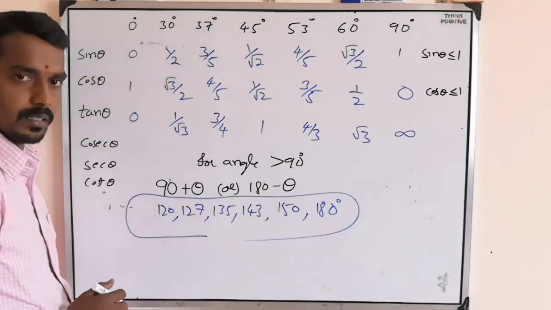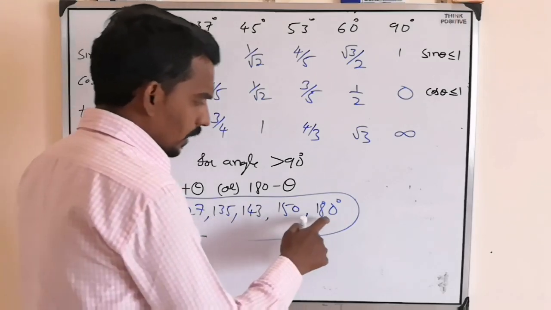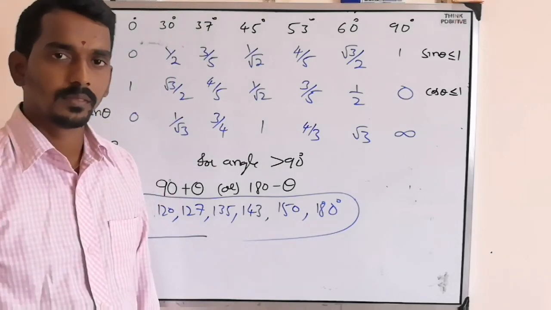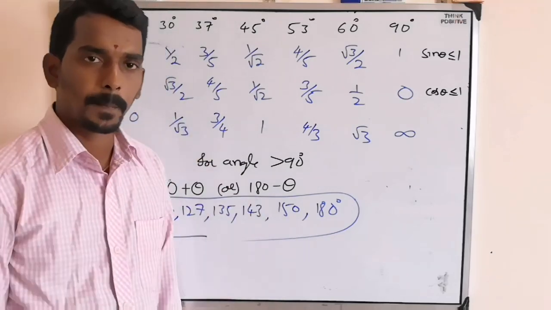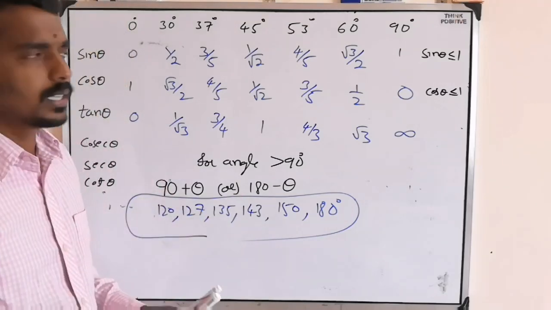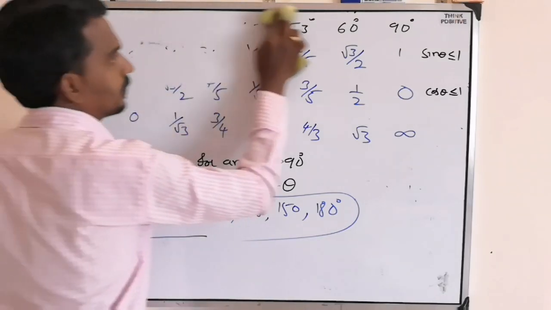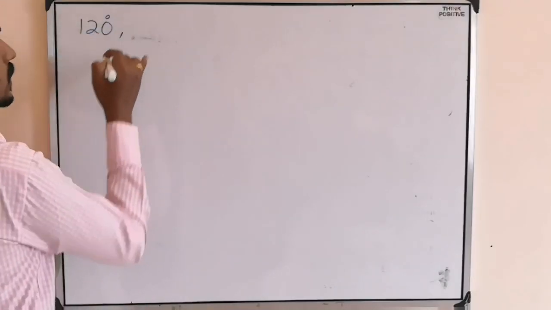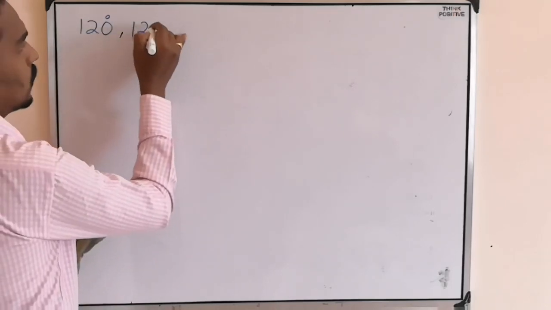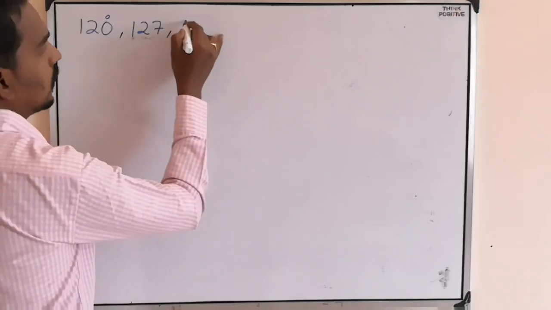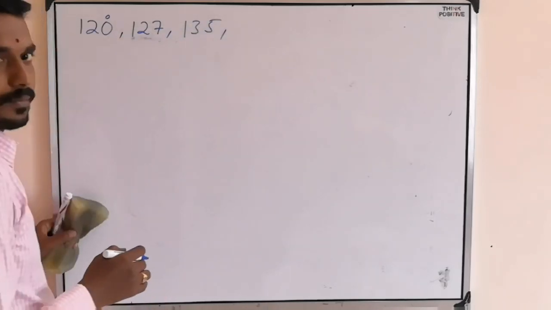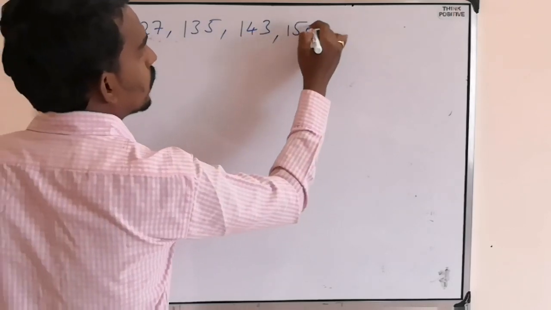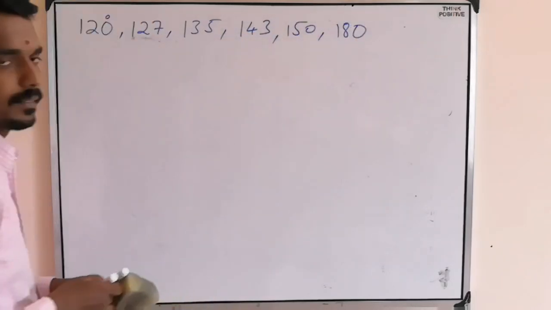Of course, this you already got. So, 1, 2, 3, 4, 5, 6. These 6 values are needed for physics. So in mathematics you will study one rule. What is that rule? Greater than 90, which will come in physics: 120, 127, 135, 143, 150 and 180.